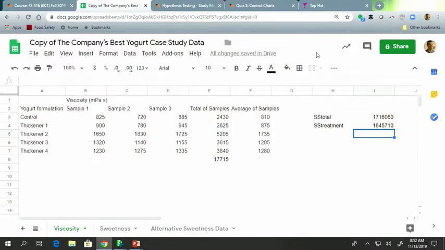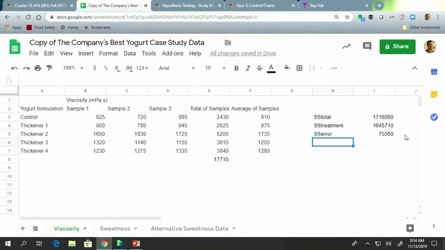And I get 1,645,710. Okay? So we've got the sum of squares so far. Okay? So now we have everything we need to calculate. What are we going to do next? Let's see if we can get the sum of squares error. Remember, the total sum of squares is the sum of the error sum of squares and the treatment sum of squares. So it's simply a calculation, this one minus this one. We solve for the error, and we get 70,350.